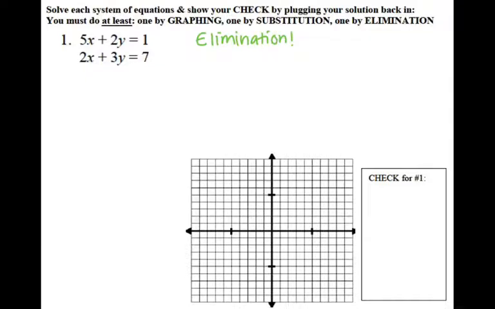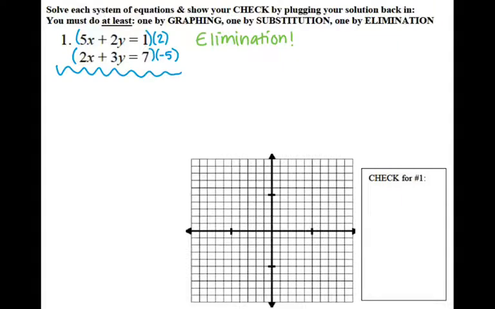Okay, so I'm going to pick one of my variables to eliminate. It doesn't matter which variable you choose. I'm going to go ahead and eliminate my x's first. So I'm going to multiply the top number by 2. That's going to create a positive 10x. And I'm going to multiply my bottom equation by a negative 5 because that's going to create a negative 10x. So with elimination, your key is to create the same number in front of your variable but with opposite signs. So they actually eliminate.